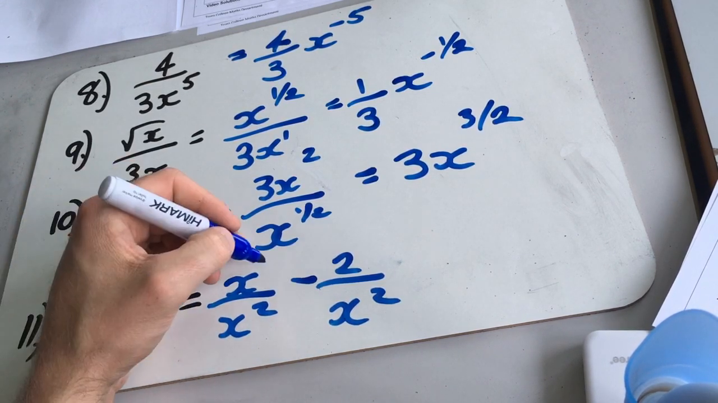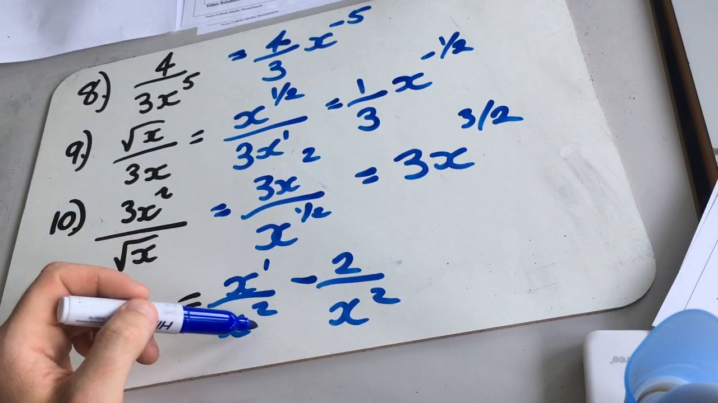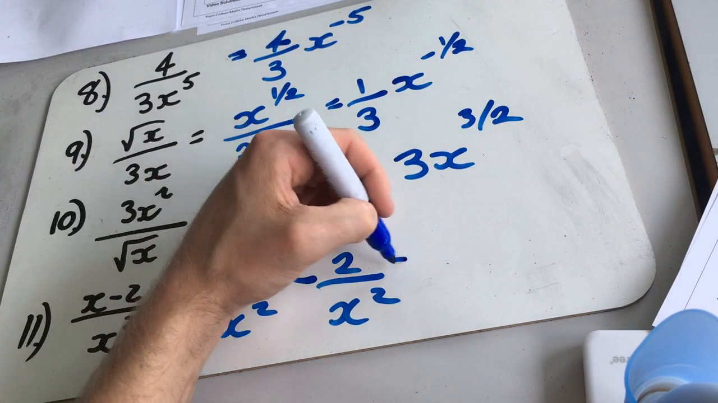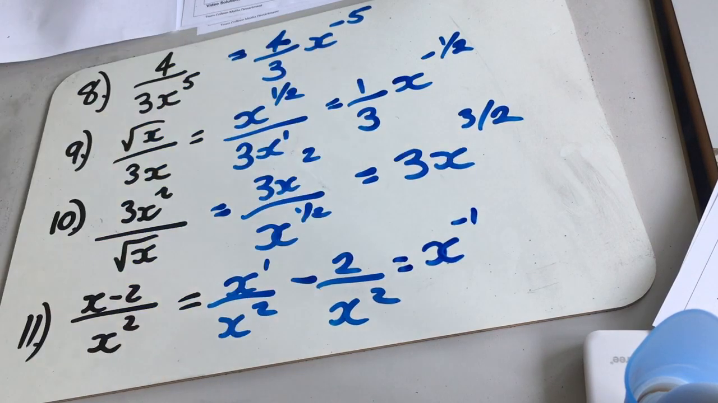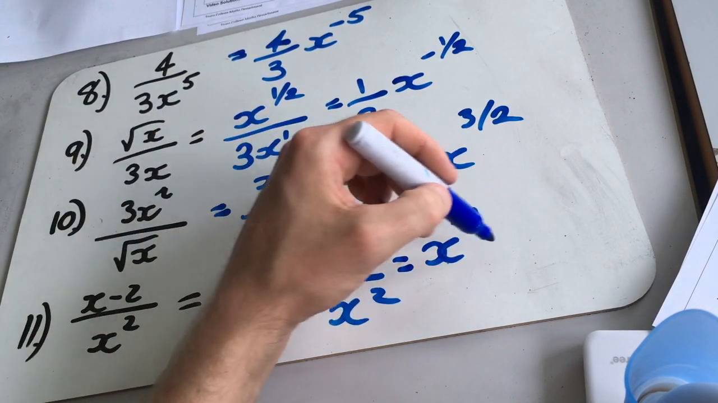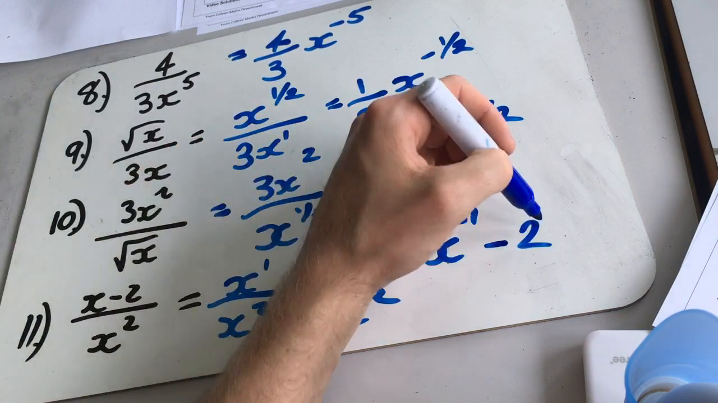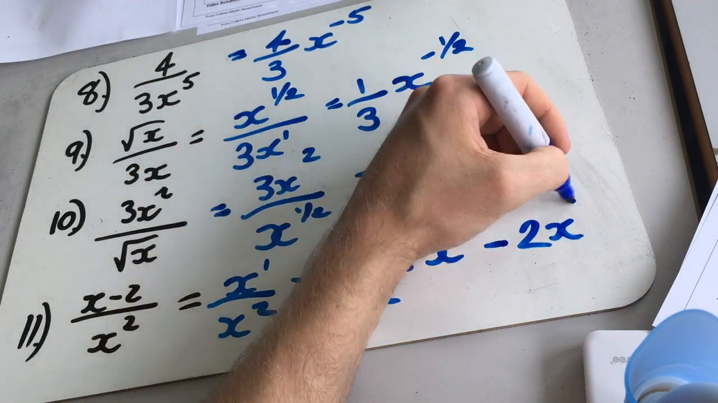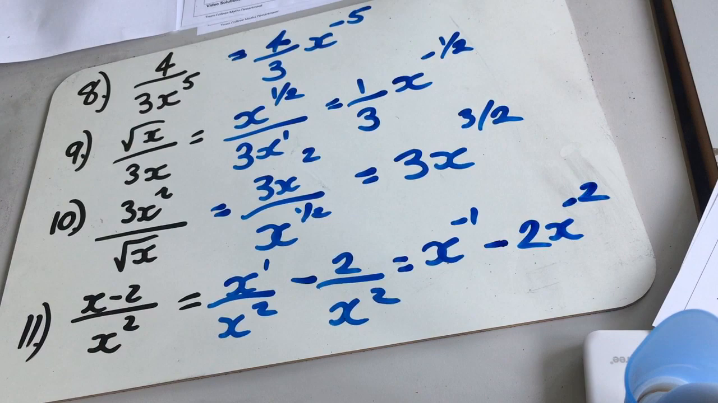So x to the power 1, remember, divided by x squared is going to be 1 take 2. So we're going to get x to the power minus 1. Here we want to bring this x squared up to the top, so it's going to be minus 2x, we brought up to the power minus 2.